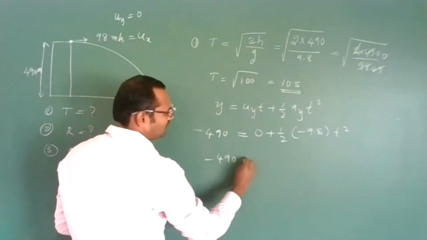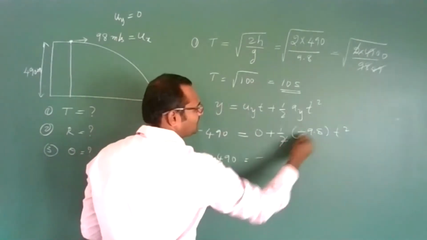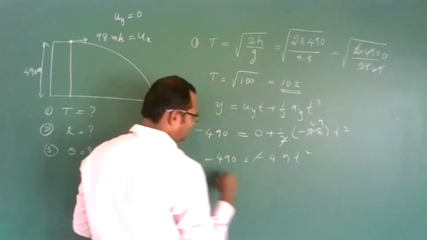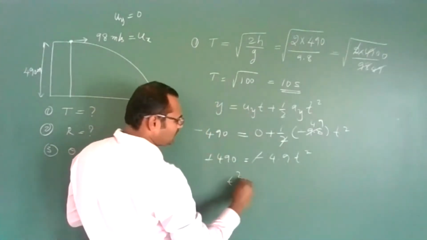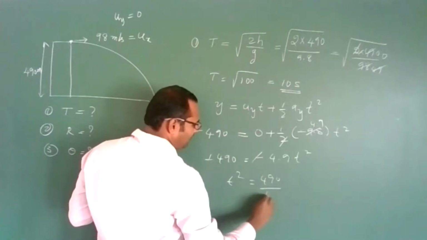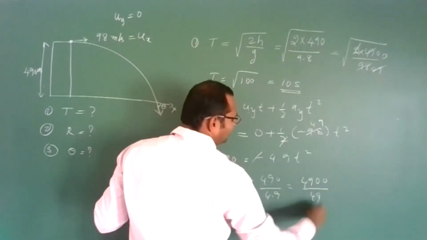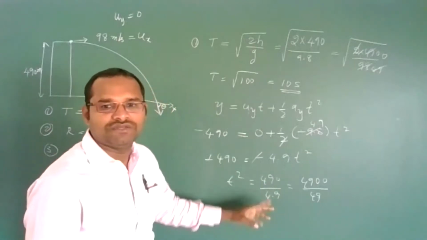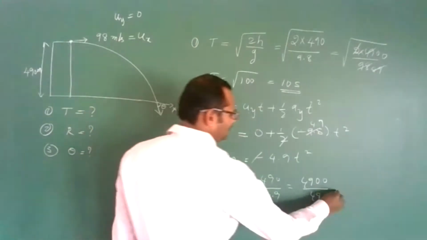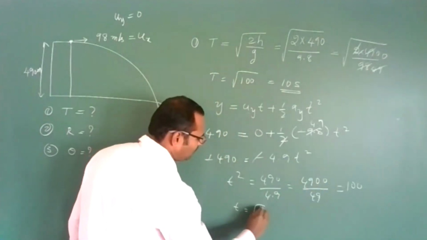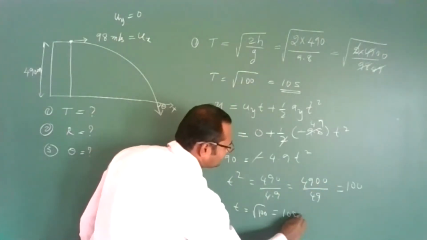Minus 490 is equal to, minus into minus, plus; 2 ones are 2, 4.9, 4.9 t squared. Minus cancels. t squared is equal to 490 divided by 4.9. It will be 4900 divided by 49. Multiply and divide with 10, you will get 49, so it will be 100. t squared is equal to 100. Then t will be root 100. It is nothing but 10 seconds.